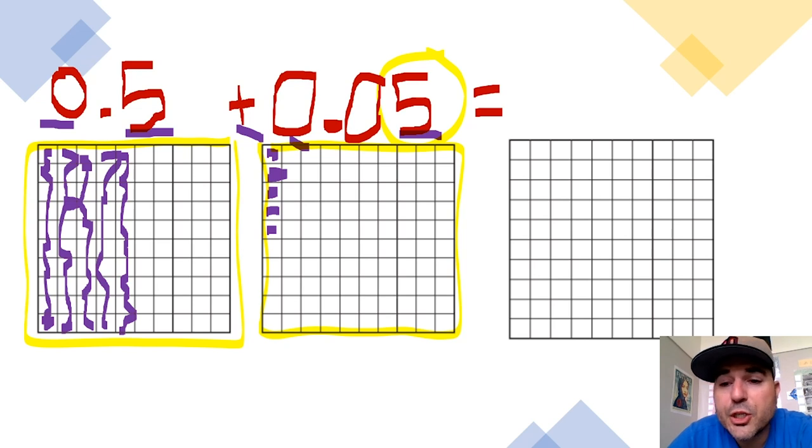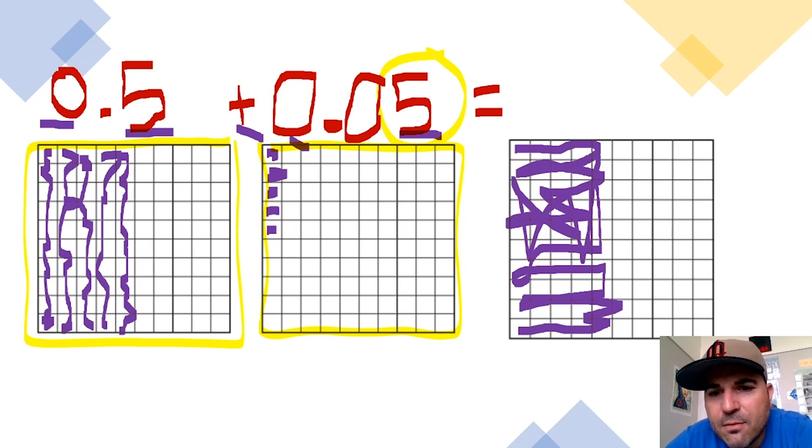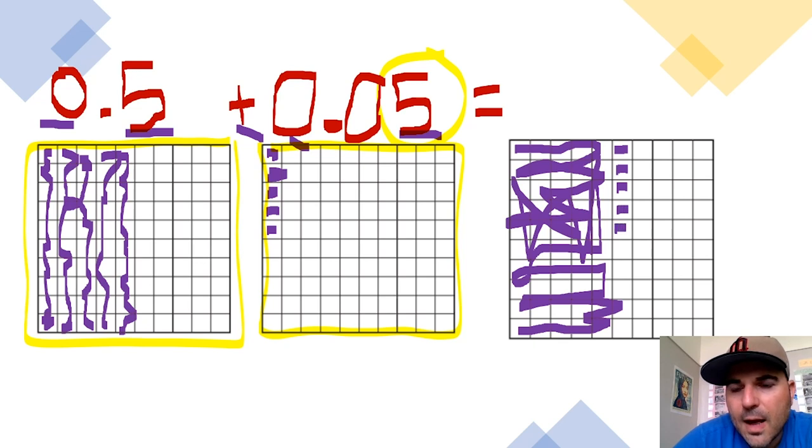Now, when we want to show what that is all together, we start shading them in. I need 1, 2, 3, 4, 5 rows all colored in. Oh my gosh, look at me go. I'm so amazing at coloring in squares on a computer. I do it so great. There's 5 rows of 10. And the next thing I'm going to do is add my 5 individual squares. 1, 2, 3, 4, 5.